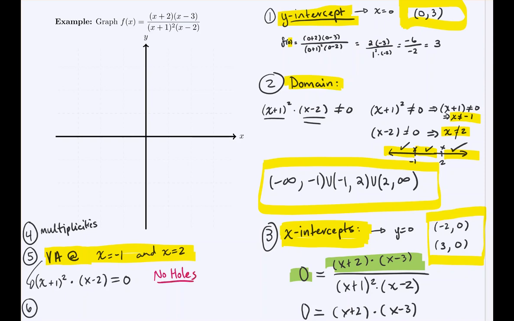Now, horizontal asymptotes are all about the degree of the top and the bottom. So in this case, notice in the factored form, it made all of our other work really nice. But in terms of finding horizontal asymptotes, you would actually want to know what is the highest power on the top and the bottom. And in this case, we don't actually have to FOIL everything out. We can just think about it.